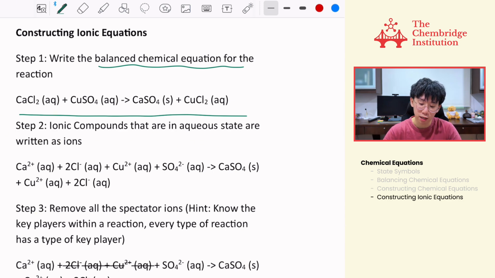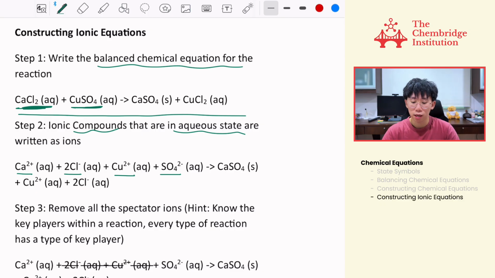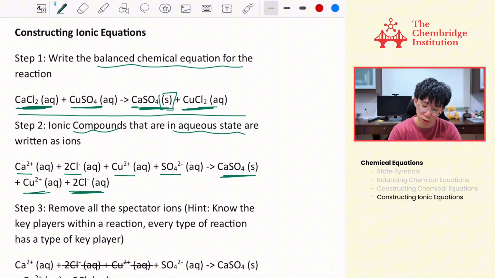And then after that, your ionic compounds, right, that are in aqueous state, they have to be written as ions. Okay, and you will usually split these ionic compounds up. So for example, calcium chloride is aqueous state, so it's split up into its ionic form, so it's Ca2+ and Cl-. Of course, make sure that it's still balanced, right? So there's 2 chlorine ions, so there's 2 Cl-, right? And then CuSO4 is also aqueous, so it's just Cu2+ and SO4 2- aqueous, and gives calcium sulfate. This is a solid, right? So we don't need to break this up over here. And then copper 2 chloride is aqueous, so we break it up right here, right?